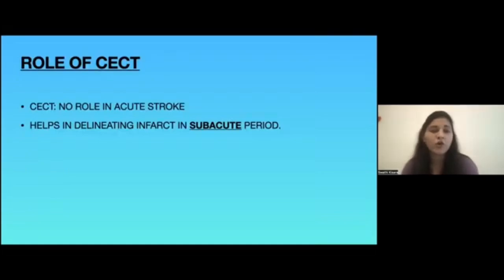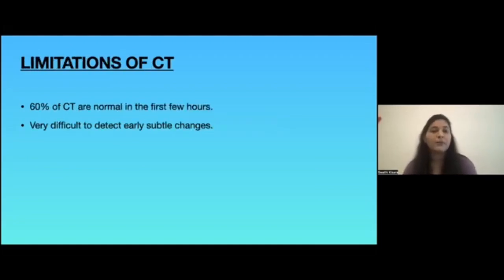Now coming to the role of contrast enhanced CT. CECT has no role in acute stroke, but it helps in delineating infarct in the subacute period. Coming to the limitations of CT, 60% of the CTs are normal in the first few hours. It is very difficult to detect early subtle changes, and hence MRI proves to be beneficial.